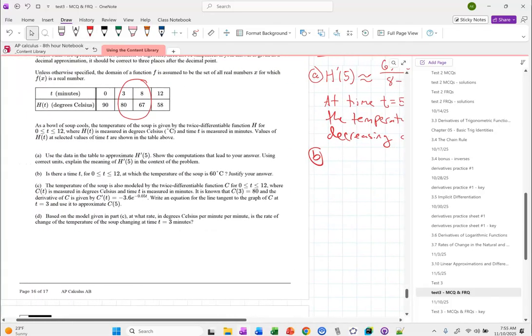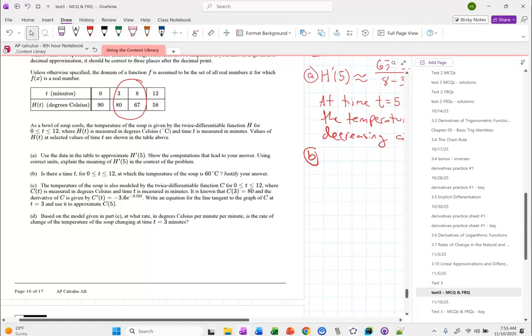So in B, it says, is there a time t from 0 to 12 at which the temperature of the soup is 60 degrees Celsius? Justify your answer. So it's asking, does a y value exist on this interval of x, right? That should scream to you intermediate value. Perfect, yes. So to do the intermediate value theorem, we need two things at the beginning. The first thing we need to show is continuity. How do we know h is continuous? Good.